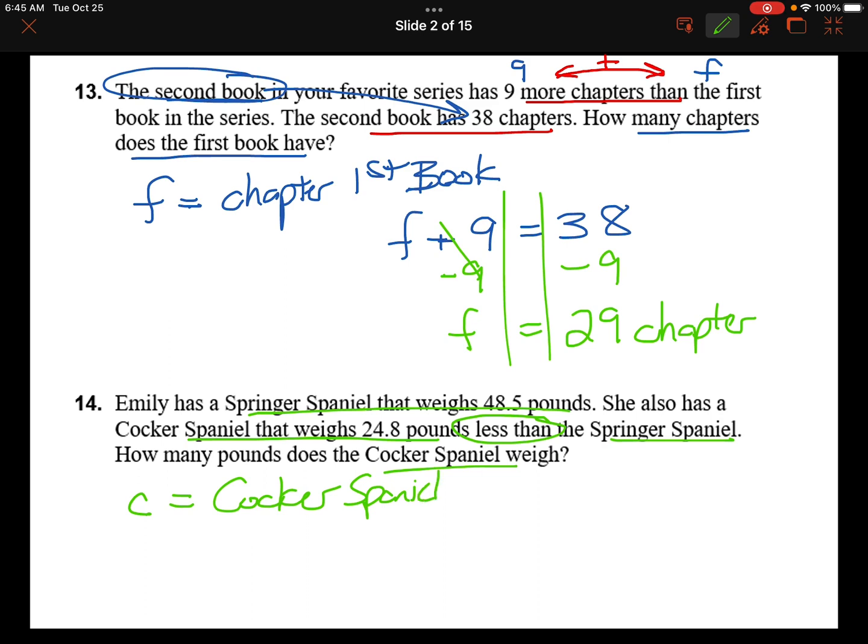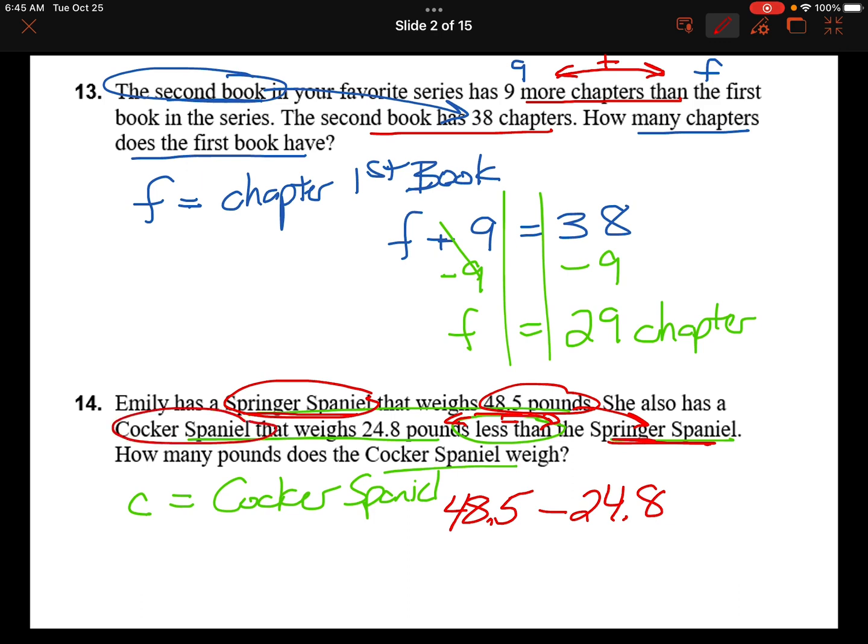If we go back to the beginning, it talks about the Springer Spaniel weighs 48, also has a Cocker Spaniel that weighs, now it says 24.8 pounds less than. When I hear that less than, I need to change the order. But it's less than what? It's subtraction, but it's less than the Springer Spaniel. Well, the Springer Spaniel was listed right here, and that's its weight. And so it's really going to be 48.5 minus the 24.8 is equal to the Cocker Spaniel's weight, which we called C. So this is equal to C.